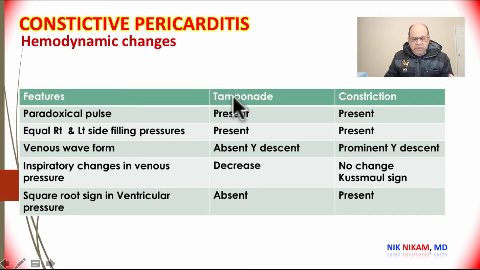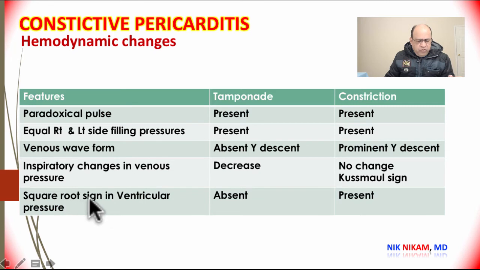In tamponade, there may be absent or diminished Y descent, whereas in patients with constrictive pericarditis, we can see prominent Y descent. The inspiratory changes in venous pressure are decreased in patients with tamponade, whereas there is no change in patients with constrictive pericarditis, which is referred to as Kussmaul sign. No change in inspiratory changes in the venous pressures in patients with constrictive pericarditis.